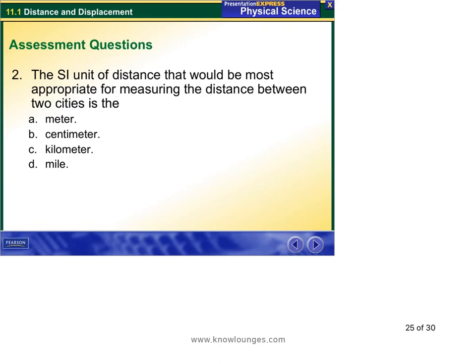Which SI unit of distance would be most appropriate for measuring the distance between 2 cities? We've got a meter, a centimeter, a kilometer, or a mile. And our best answer there is going to be the kilometer. Meter and centimeter are going to be too small. A mile is not SI. So no mile, no centimeter, no meter, but a kilometer, an appropriate size distance in the SI for measuring between 2 cities. We could use the other ones, but they're not the most appropriate.